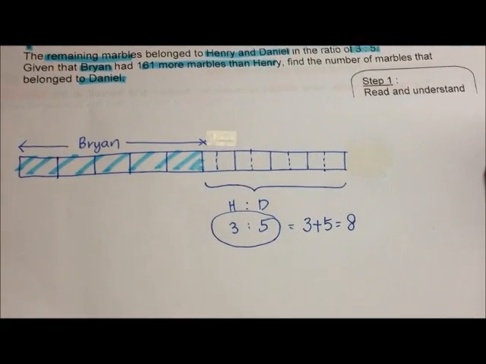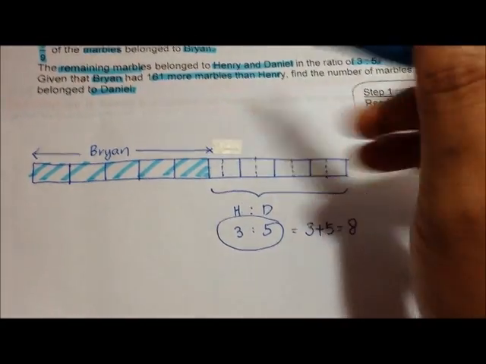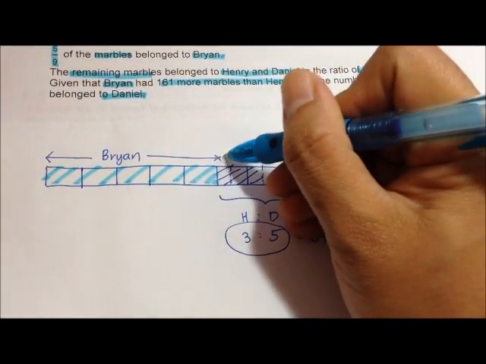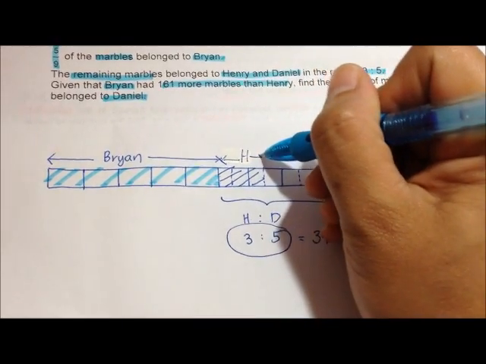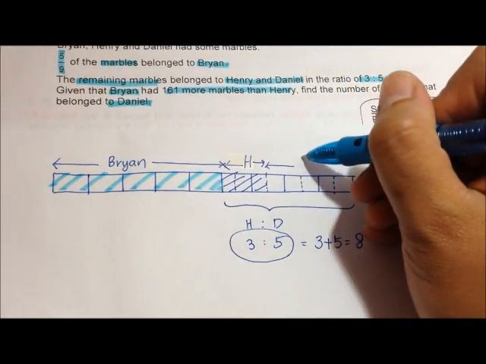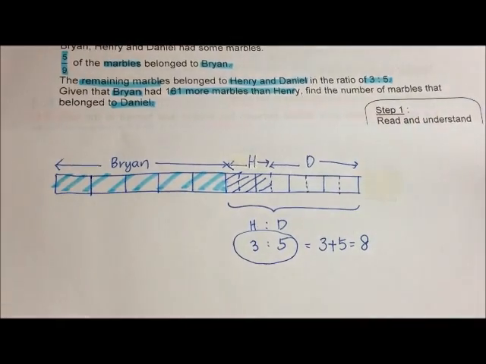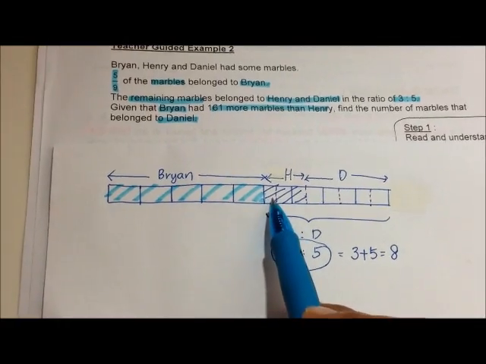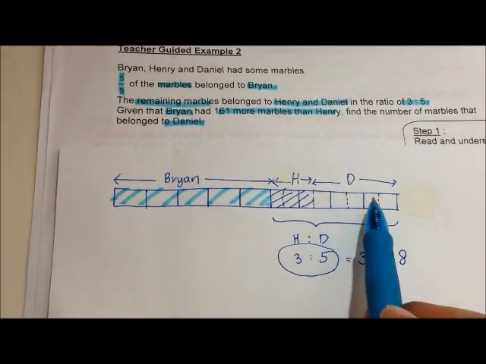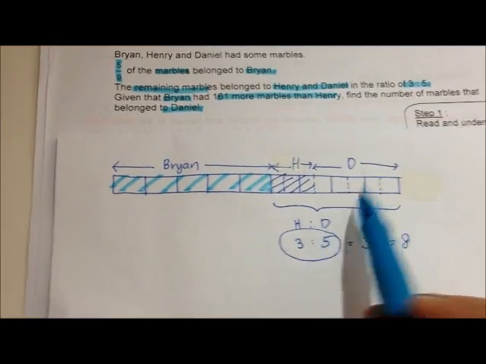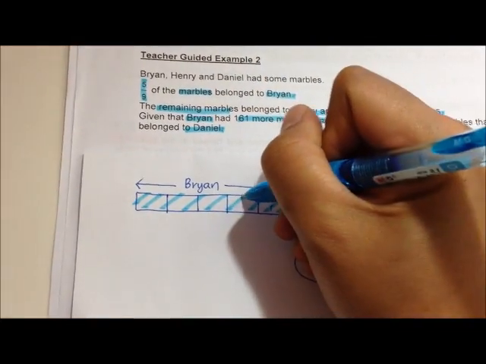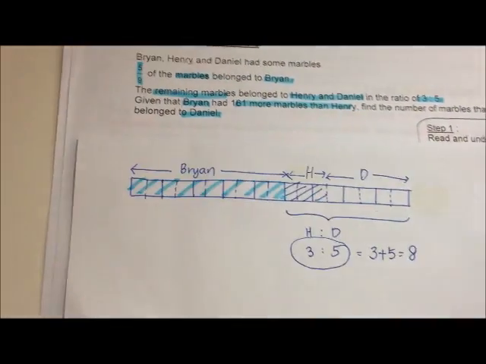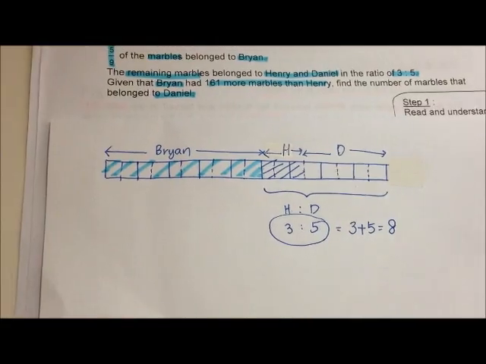Now in these 8 units, 3 belongs to Henry, and 5 belongs to Daniel. Alright, now let's look at it as a whole. Now since we have already subdivided the remaining units, each of the remaining units here into 2, I'm going to do the same for Brian's unit. Why? For easy comparison, and if all the units are equal, we can compare them quite easily.